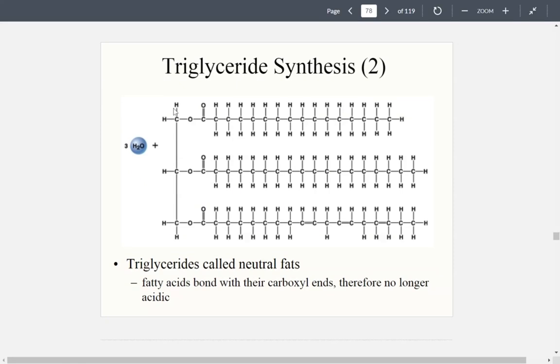The reason they're called neutral is because these carboxyl groups have bonded, so they are no longer acidic. This will no longer readily give up hydrogen ions. It will not give them up, and it will not take them, provided you don't have any double bonds here. This double bond, it would actually take hydrogen.